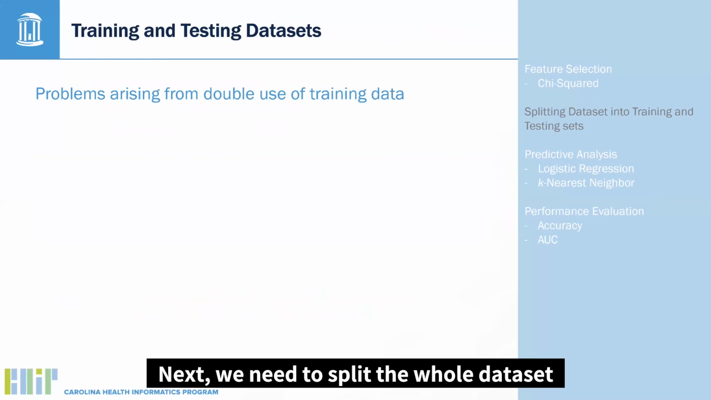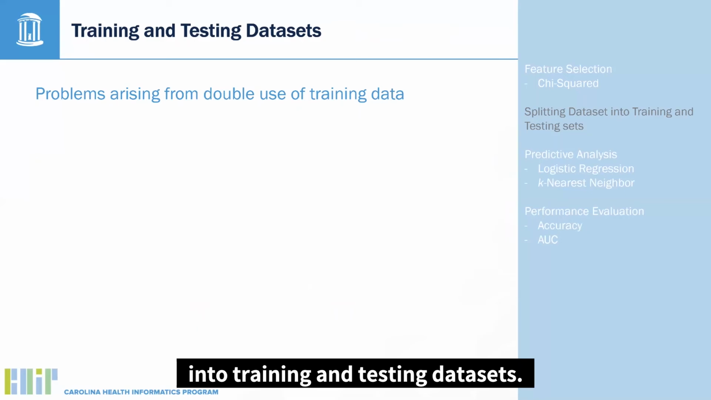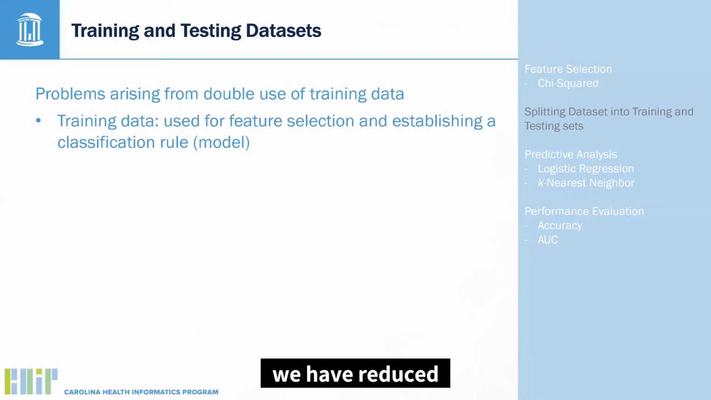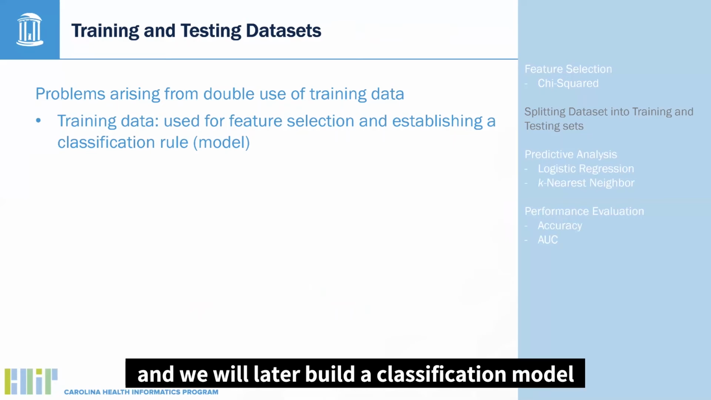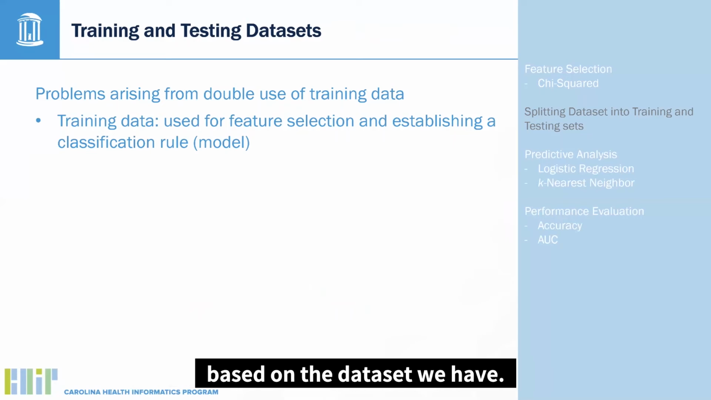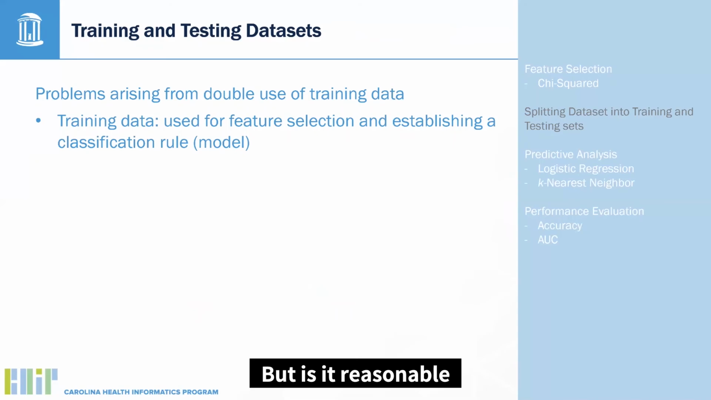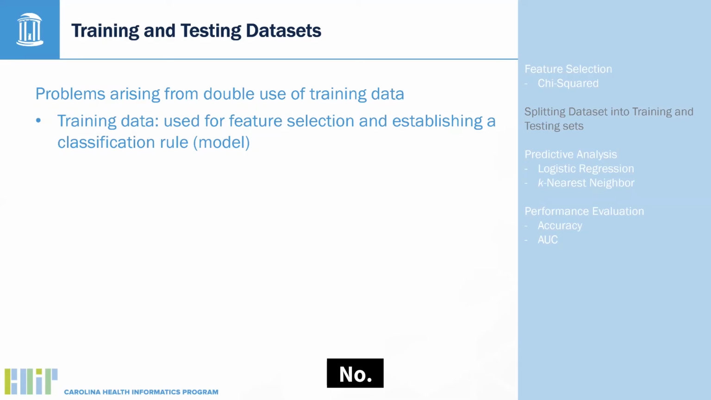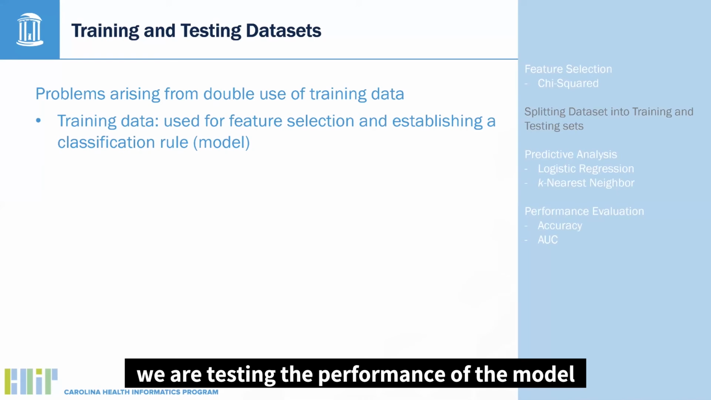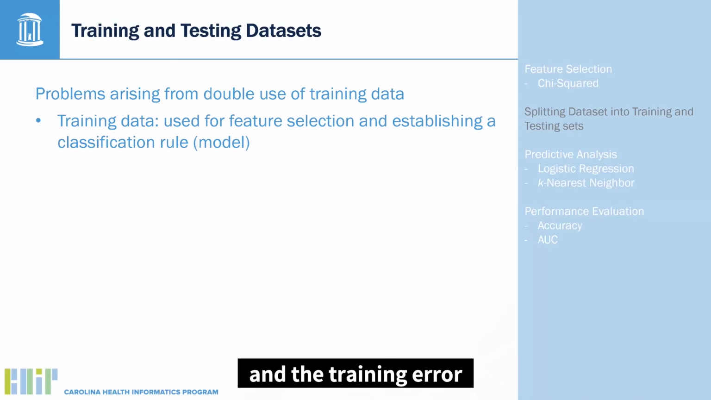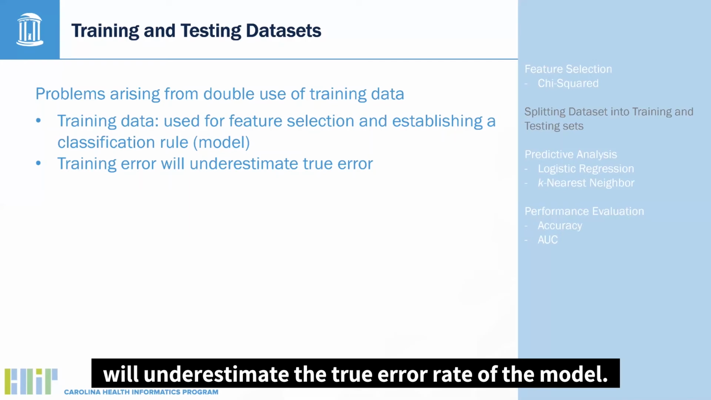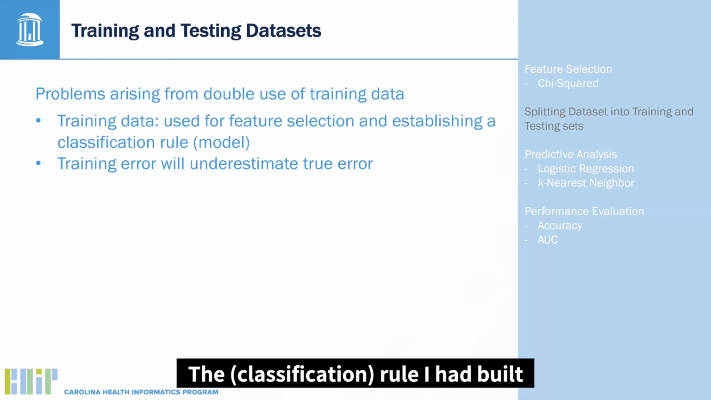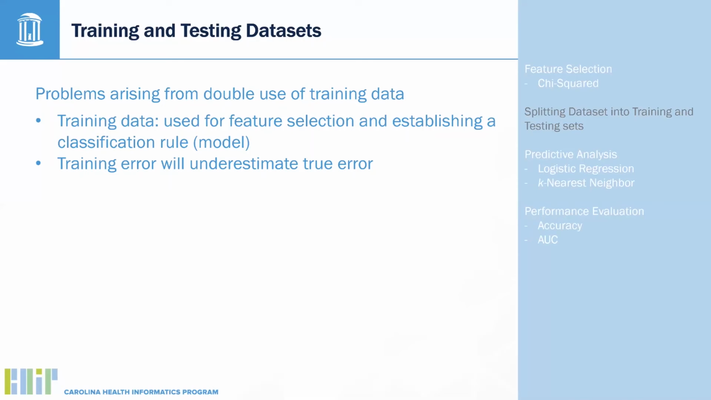Next, we need to split the whole dataset into training and testing datasets. So far, we have reduced the dimensionality of features, and we will later build a classification model based on the dataset we have. But is it reasonable to test the performance of my model onto the same dataset that I used for building the model? No, in that case, we are testing the performance of the model on the same observations, and the training error will underestimate the true error rate of the model. The rule I had built should be generalizable to the data it has never seen before.